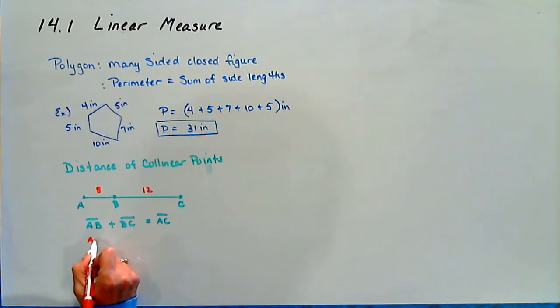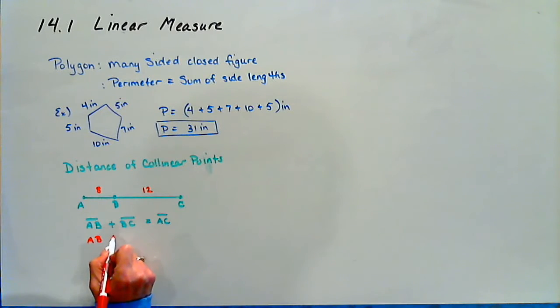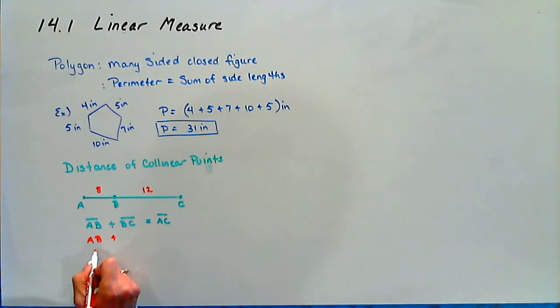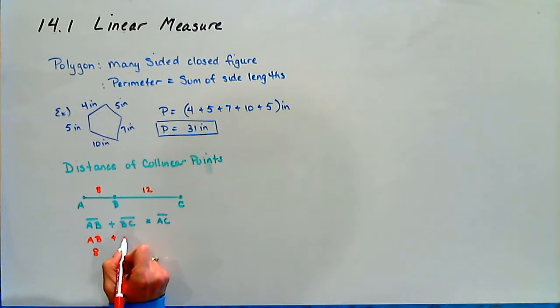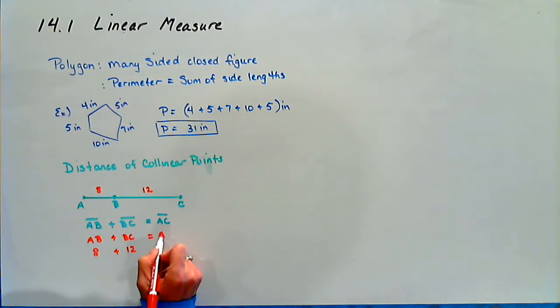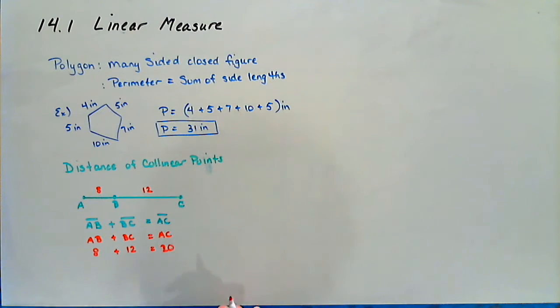I don't need to put the line segment bar. If you have AB without the line segment, it means the length. If you have BC without the line segment bar, it means the measure of the length. So the measure from A to C would be 20 units long, whatever unit of measure you're using. Okay. So if they're collinear, we simply add them together.